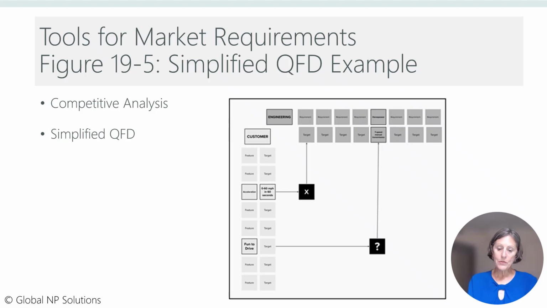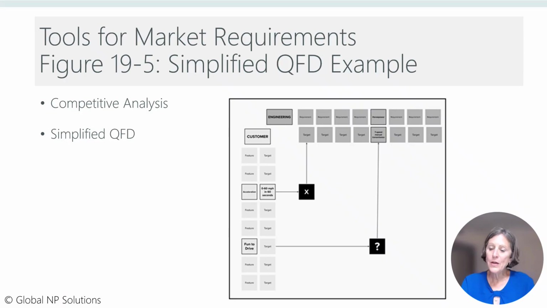An example of a simplified QFD is shown here in Figure 19-5. The simplified QFD matrix is built using different colored sticky notes to represent the features desired by customers. The light gray row labels in the figure, and the corresponding engineering requirements, the dark gray column labels in the figure. In each case, the target specification is indicated.